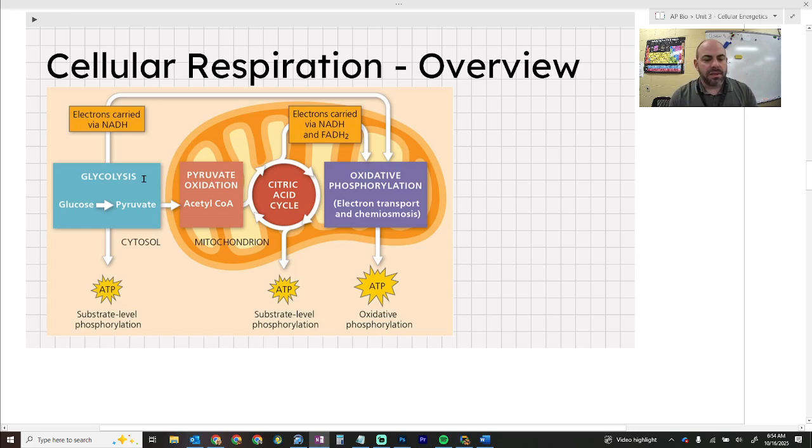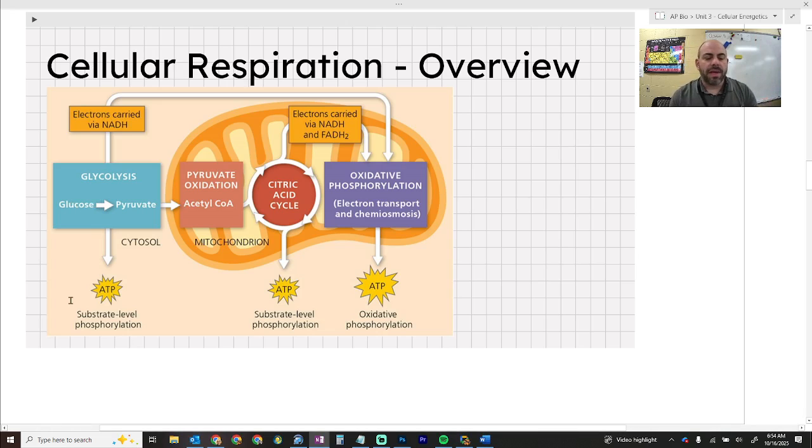So glycolysis: look at the word glyco. Anytime you see glyco, you're thinking sugar. Lysis is something we've seen before with hydrolysis and lysosomes. It has to do with breaking. So this is literally breaking glucose. What glycolysis does is break glucose down into two pyruvate molecules. Glucose is a 6-carbon sugar. Each pyruvate is a 3-carbon molecule, so it literally just cuts it in half.